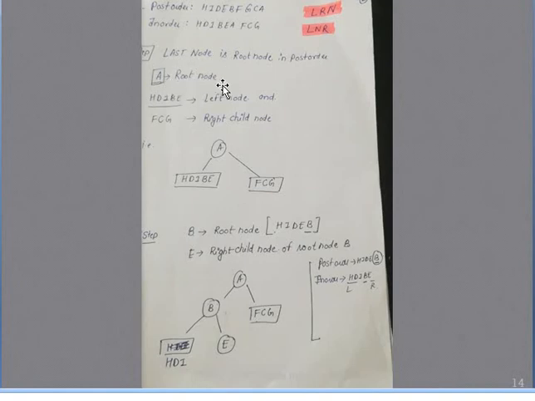So A is the root node. Upon seeing the in order, what is this? Before A it is the left child, and after A that is the right child. So we had segregated the left child and the right child. We had separated which is the root node and the left child and the right child.